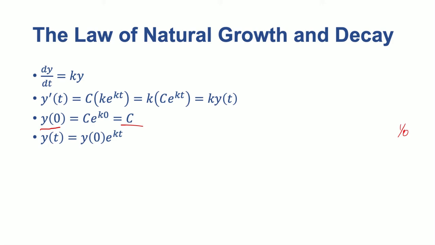So our function y of t is going to be equal to y of 0, our initial value c, times e to the kt. And that is the function that we are going to be using a lot.